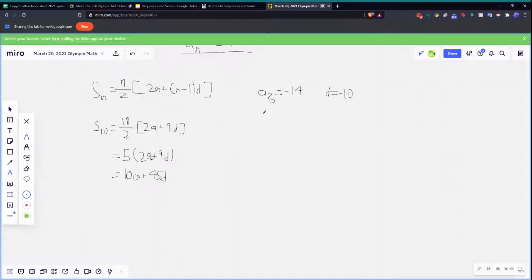All right. So remember that the general term for an arithmetic sequence looks like this: a plus n minus 1 times d. So for a of 3, you would get a plus 3 minus 1. 3 minus 1 is 2, so it is a plus 2d equal to negative 14. And we also know what d is, so we can directly substitute it in here. So we're going to write 2 times negative 10.